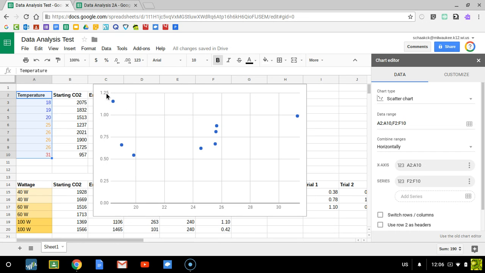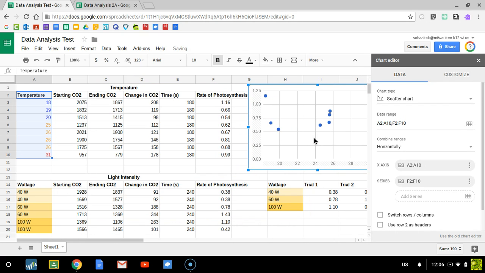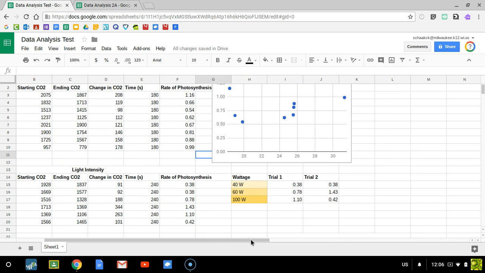So this is our raw graph. All the data points are in pretty much where they should be. So I'm going to minimize that, and I'm going to put that to the side for now. So that's our raw graph. We'll come back to that in a minute.